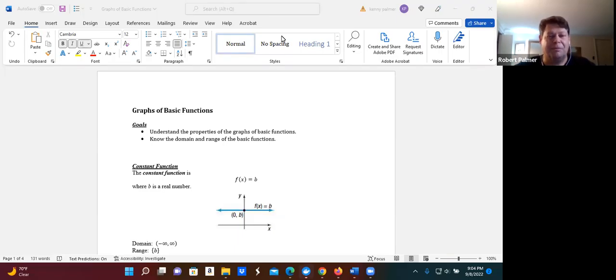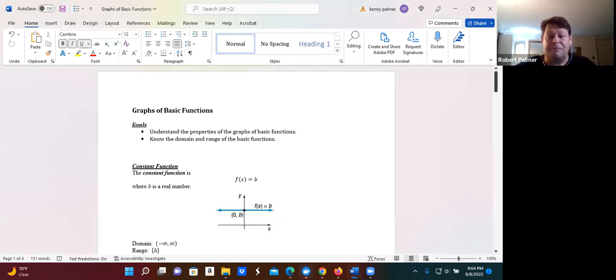Hello, welcome back. Today, we want to talk about, as it says, the graphs of basic functions. And so our goals are to understand the properties of these basic functions, what they look like, and also how to graph them, and also their domains and ranges. So basically understand, be familiar with them, and be able to use them in the future.